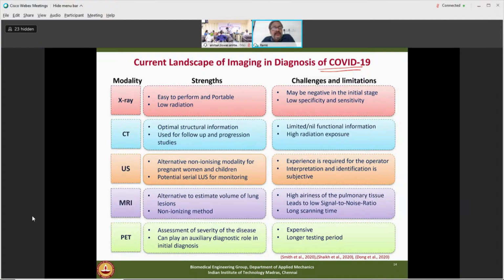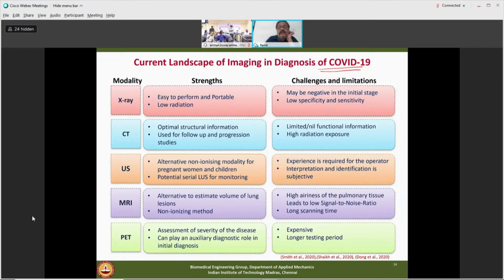So the ultrasound, you can use it only for prevention. Then MRI is a non-invasive method, but it is an alternative estimate of lung lesions, only if you need the lung volume information, so you can use it. But as I said, you need auxiliary diagnostic tools for this.